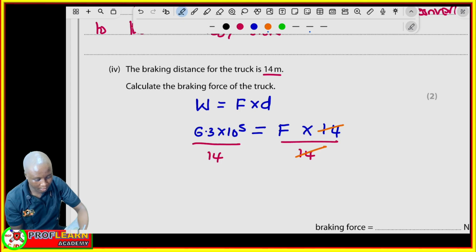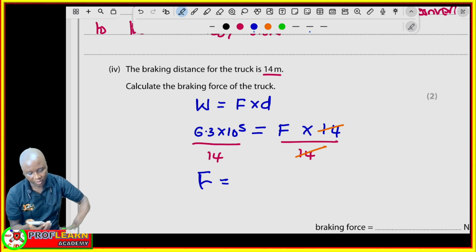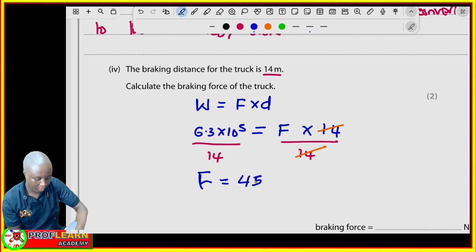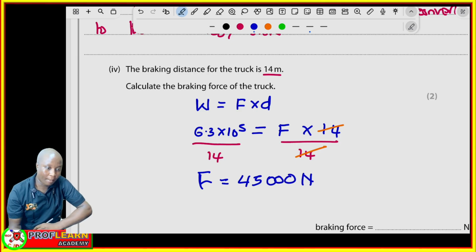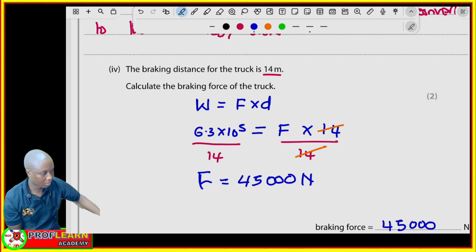If this and this cancel out, we get our answer as F equals what? We substitute that into the calculator: 6.3 times 10 raised to the power 5 divided by 14. That gives us 45,000 newtons as the amount of force. So the braking force is 45,000 newtons.